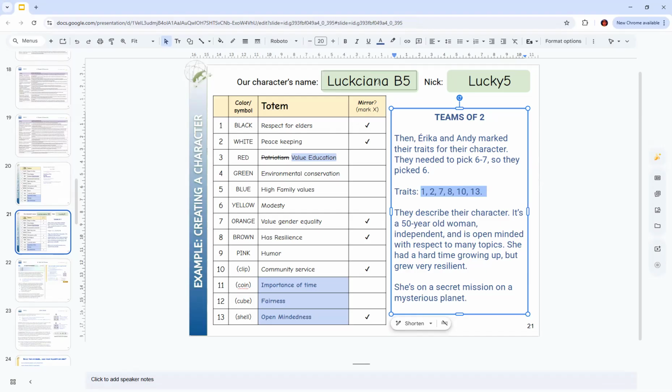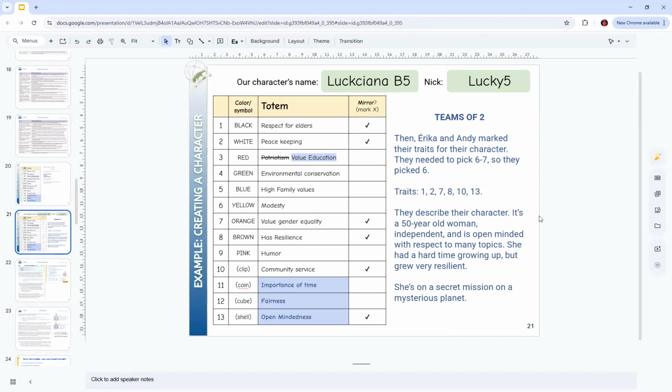They call it Luciana B5, and the nick is Lucky 5, for example. And they will describe it. They don't have to write, but they have to agree and share after. It's a 50-year-old woman, independent, open-minded with respect to many topics. She had a hard time growing up. Maybe they explain quickly why, but she grew very resilient. And of course, this story should match moderately with the checks. Then she's on a secret mission on a mysterious planet.